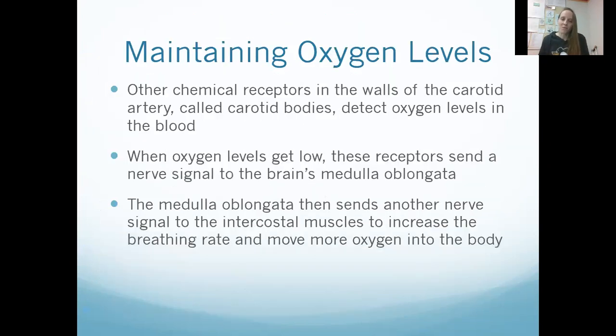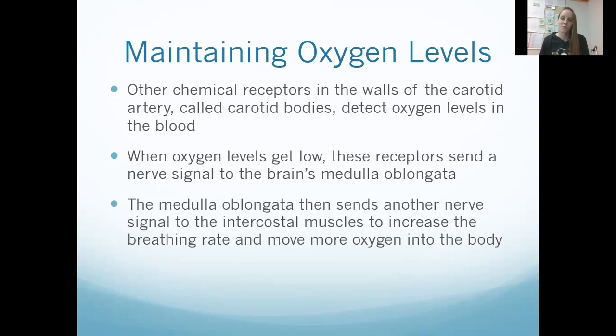Maintaining oxygen levels works similarly. Your oxygen levels are also detected by chemoreceptors, though these chemoreceptors are not in the medulla oblongata. They're in your carotid artery, which is the artery that brings oxygenated blood from your heart to your head. So inside that carotid artery, you have these chemoreceptors, which are called carotid bodies, and they detect the oxygen level in that blood as it goes up to your head.